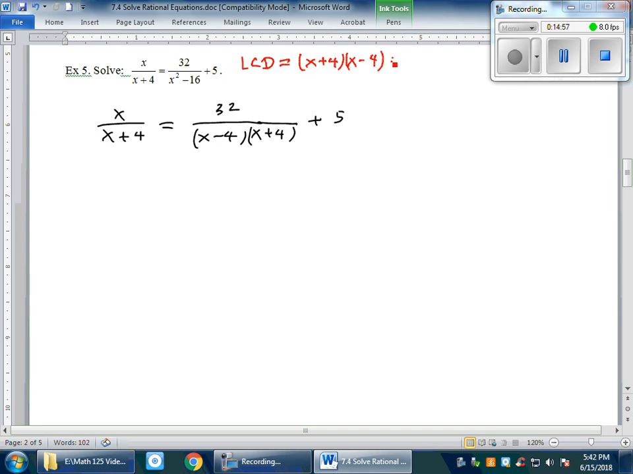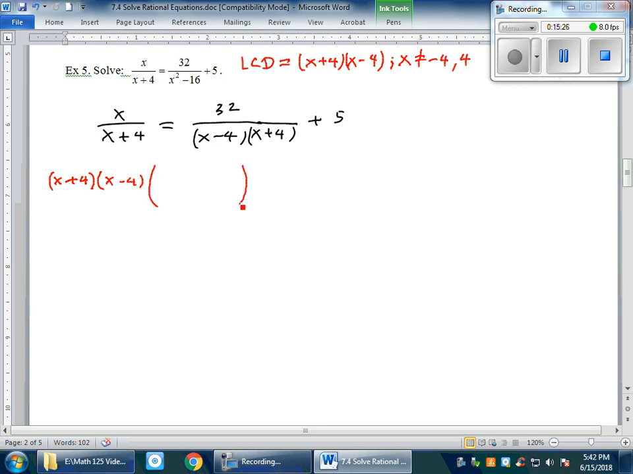So right away, when we talk about the restriction, on the fraction on the left-hand side, x cannot be equal to -4. And on the right-hand side, x cannot be equal to 4 and also -4. So I have two restricted values for the variable x. Now we're going to multiply the left-hand side and right-hand side by the LCD to clear the fraction.